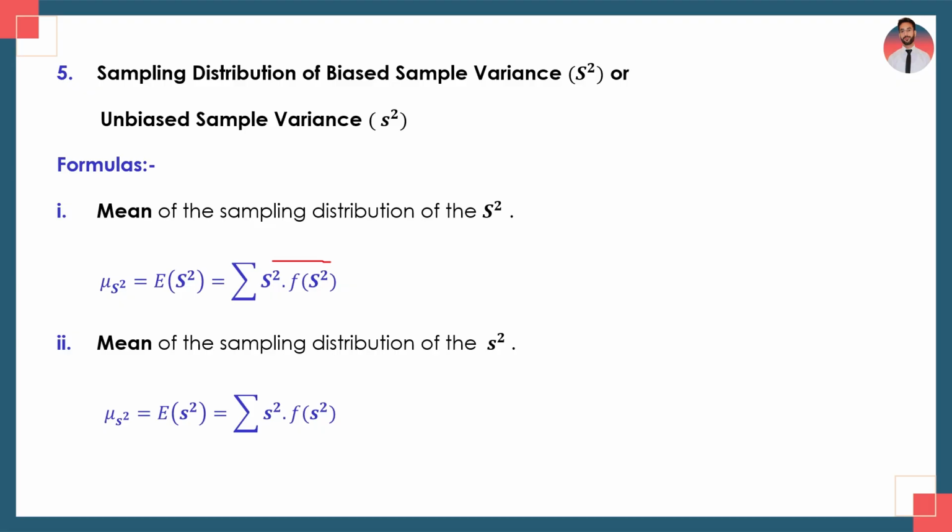And the mean formula for sampling distribution of unbiased variance small s square is denoted by mu of s square, expected value of s square, which is summation s square dot f of s square. We also multiply this by its relative frequency. That is the formula for mean of small s square, the unbiased sample variance.